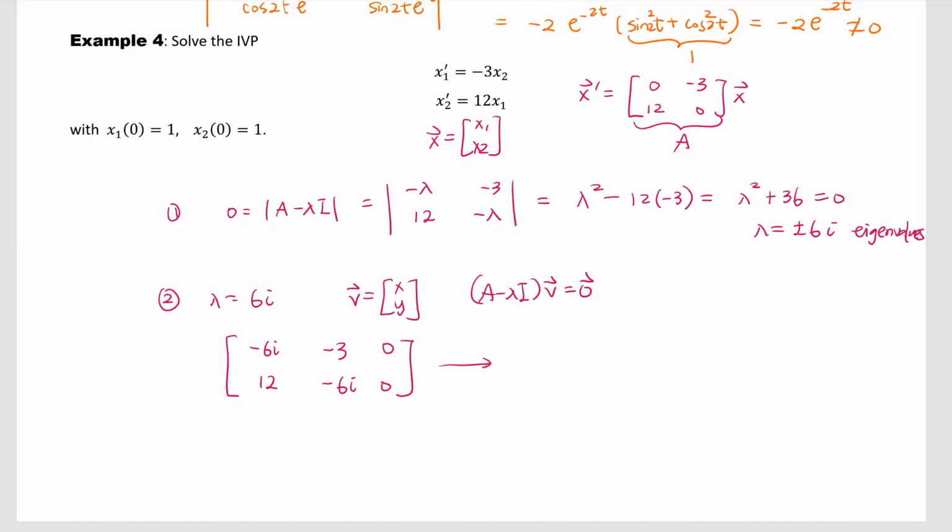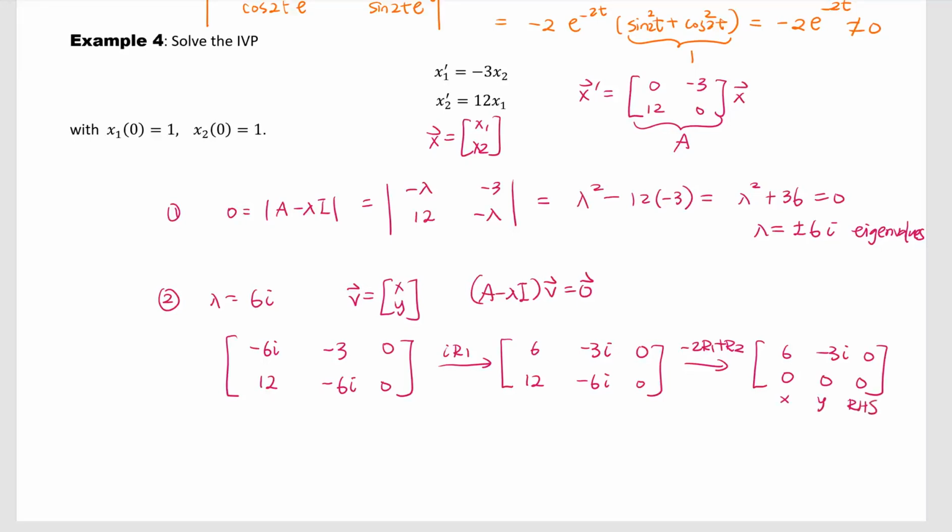Okay, I don't want to see i in the 1,1 entry, so let's multiply by i in the first row. i times i squared, negative 1, so 6, minus 3i, 0. Oh, can you see the second row is a multiple of the first row? So negative 2 r1 added to row 2 can get rid of the second row. Then we have x, y, this is the right hand side. 6x minus 3iy is 0.